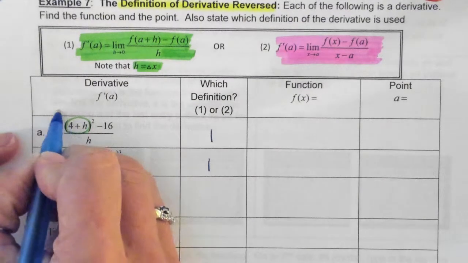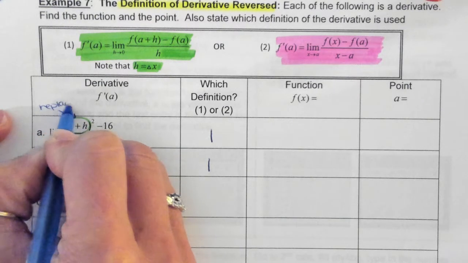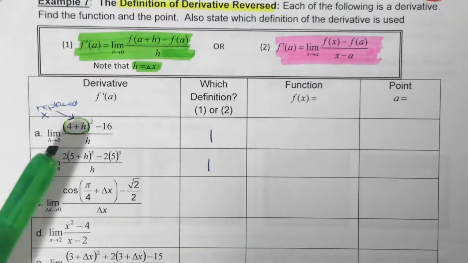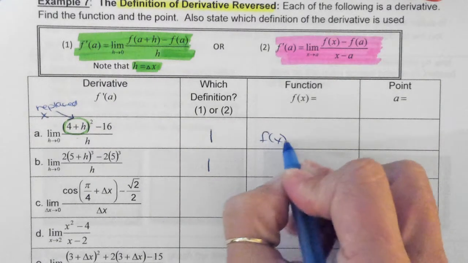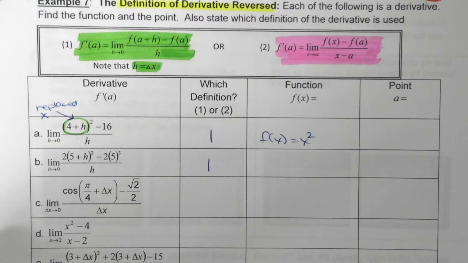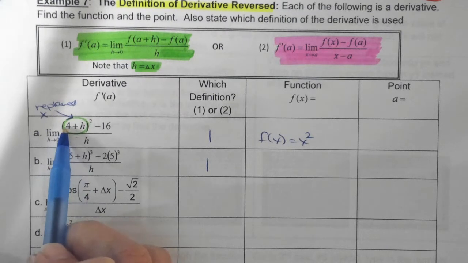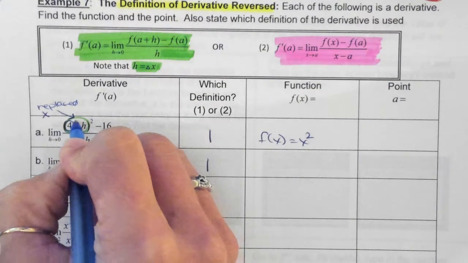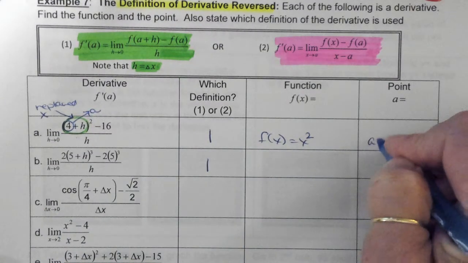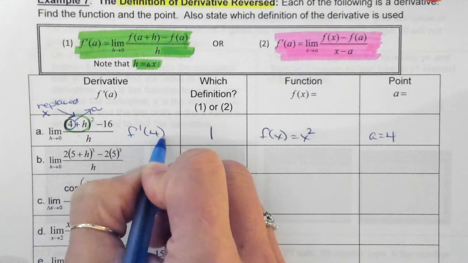Okay? This right here, 4 plus h, is what replaced x. So if you take the 4 plus h out and you put in x, what is the function? It's x squared. So f of x is equal to x squared. Take this out and put your x back in there. Because this says 4 plus h, the quantity squared. This right here is your a value. So then what they are finding here is f prime of 4.